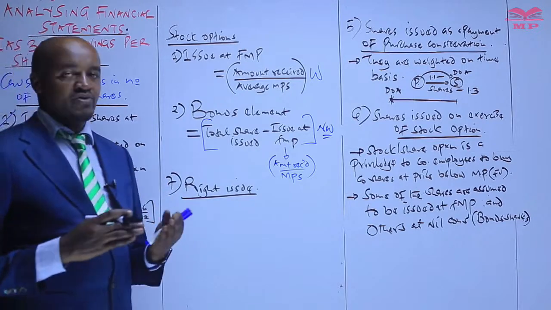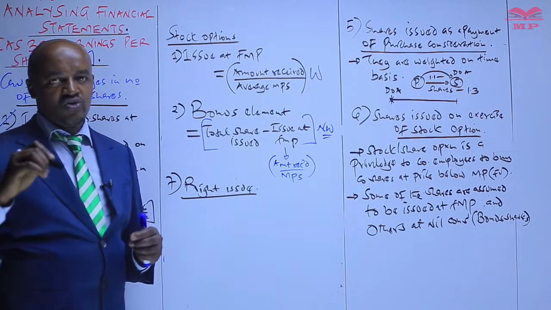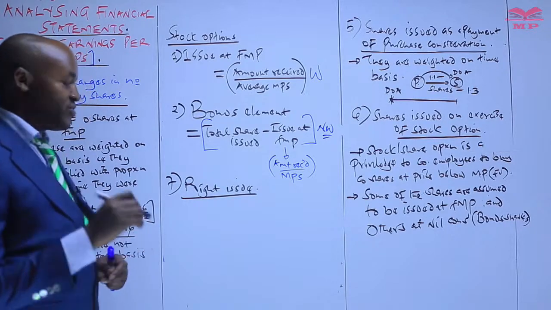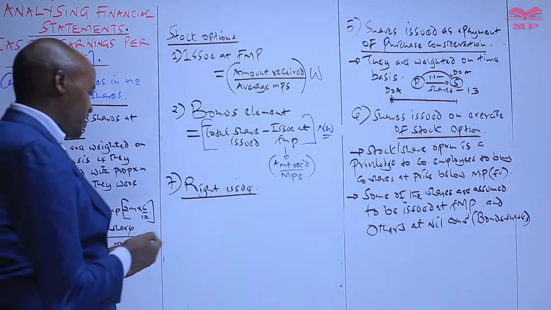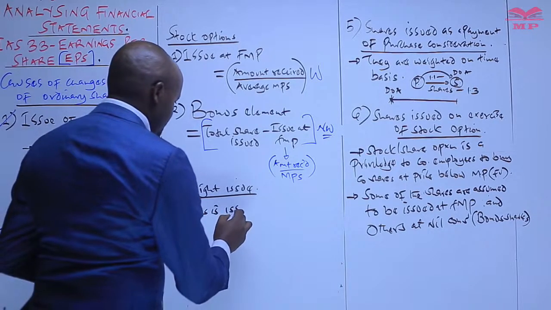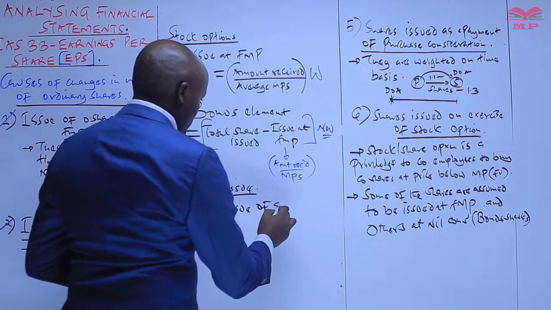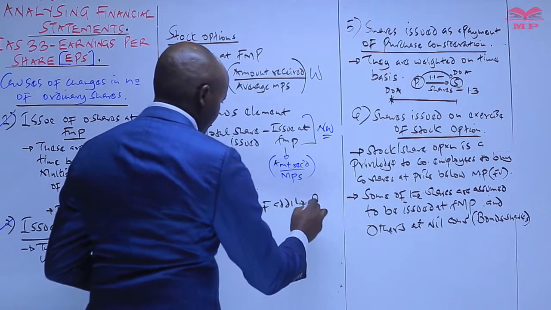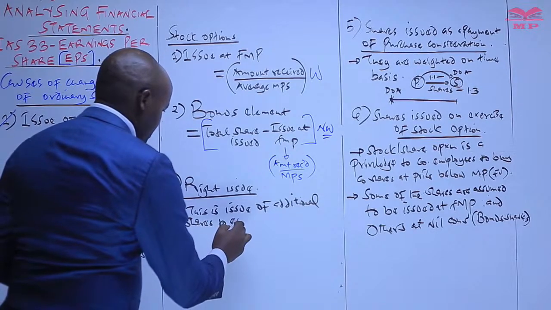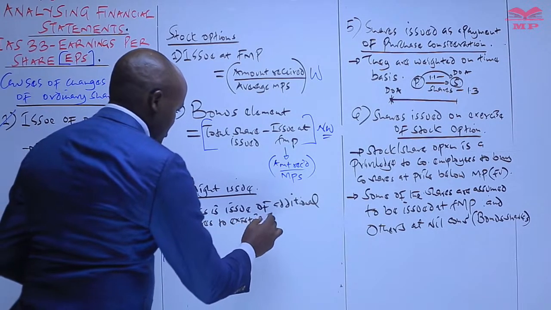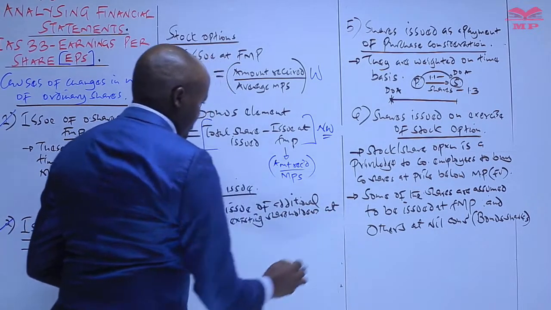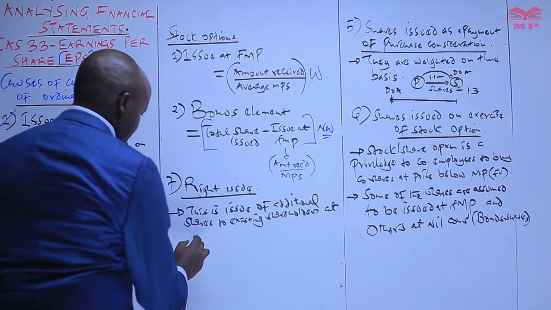If the shares in the securities exchange market are trading at 20 shillings per share, the company can issue additional shares to its existing shareholders at a price of 15. So we can say that this is the issue of additional shares to existing shareholders at a price below the market price.